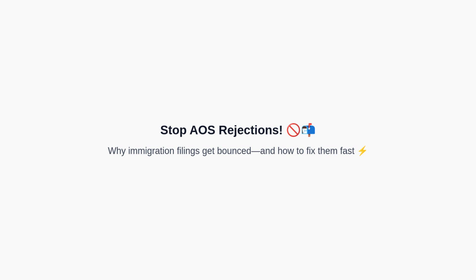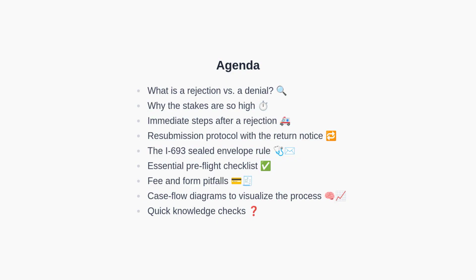Now let's begin by clarifying what a rejection really means. In this agenda, we will move from definitions to actions. First, clarifying rejection versus denial. Then exploring timing and priority date consequences. Next, the immediate post-rejection steps. Then the correct resubmission protocol with the return notice, followed by the strict I-693 sealed envelope rule. Then a pre-flight checklist. And finally, fee-informed pitfalls, with helpful diagrams and a couple of short quizzes. Let's start with the definitions.